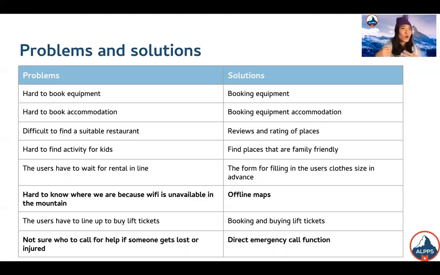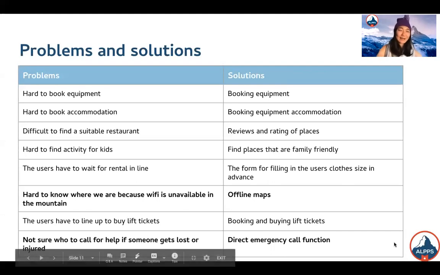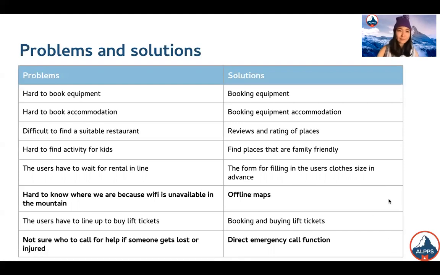So one is that it's hard to know where we are because Wi-Fi is unavailable in the mountain. I am not a skier, but I'm a snowboarder in winter in Vancouver. When I'm in the mountain, I always lose my way because I don't have Wi-Fi, and I don't take a map all the time. So I cannot check where I am, and even if I want to eat something, I don't know where the closest bar or restaurant is in the mountain.